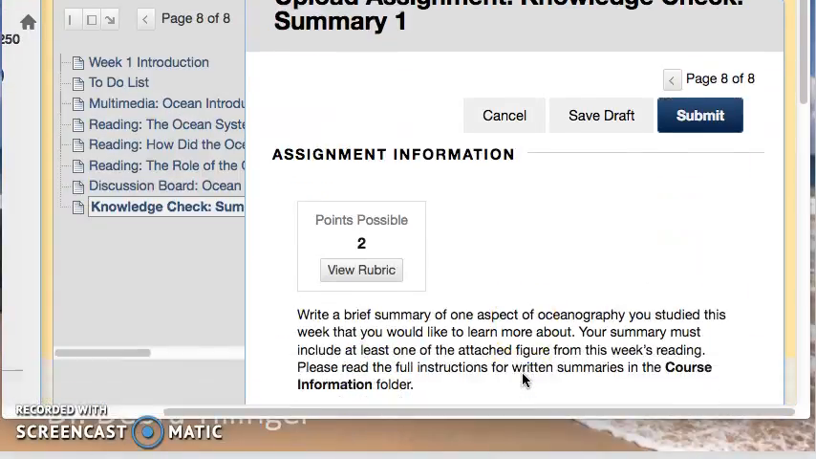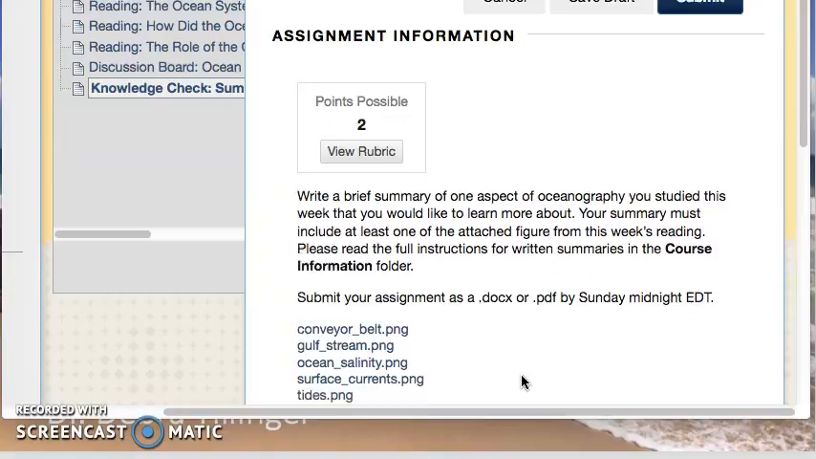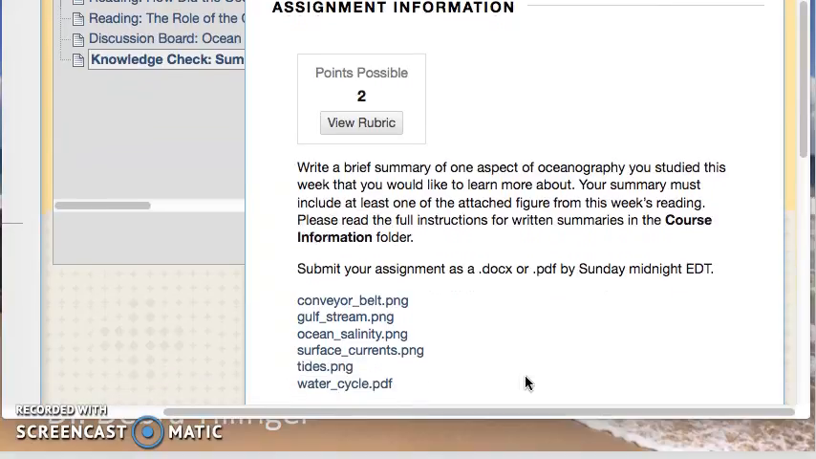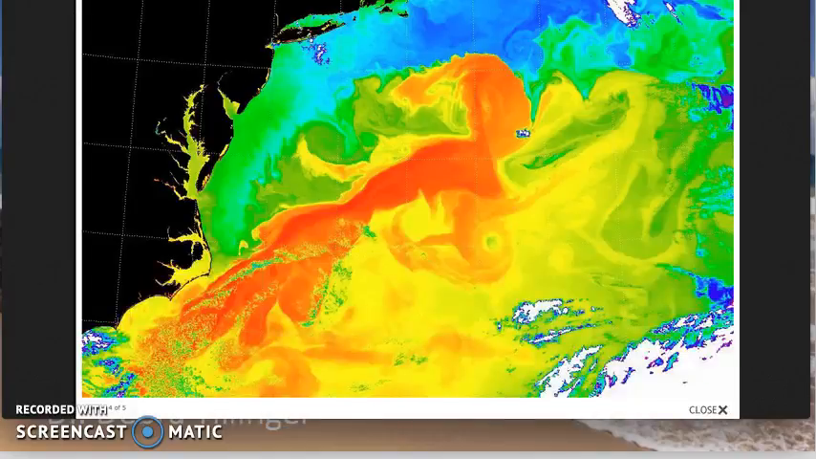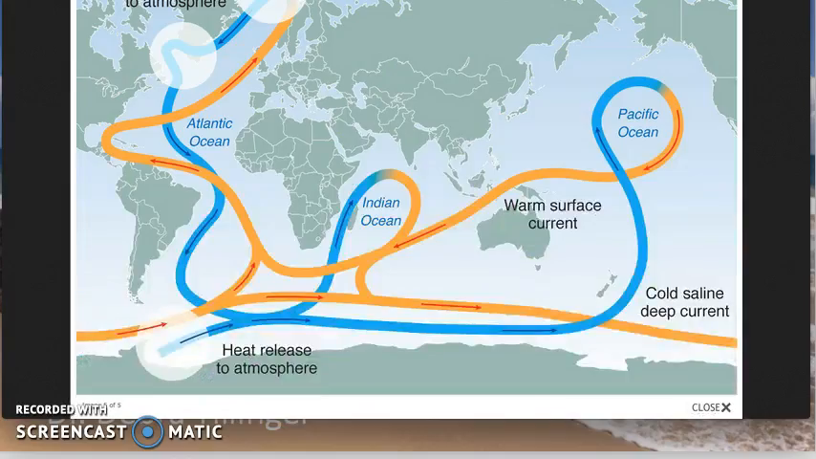The second assignment is to summarize a concept from the week's material. Here are the key images from this week's resources. Pick whichever one of these images interests you the most once you see them in context from the videos and reading.